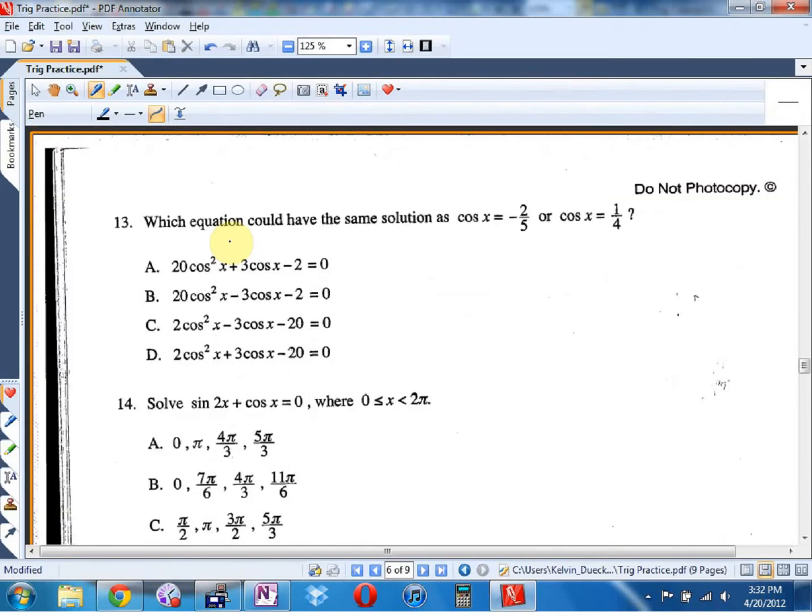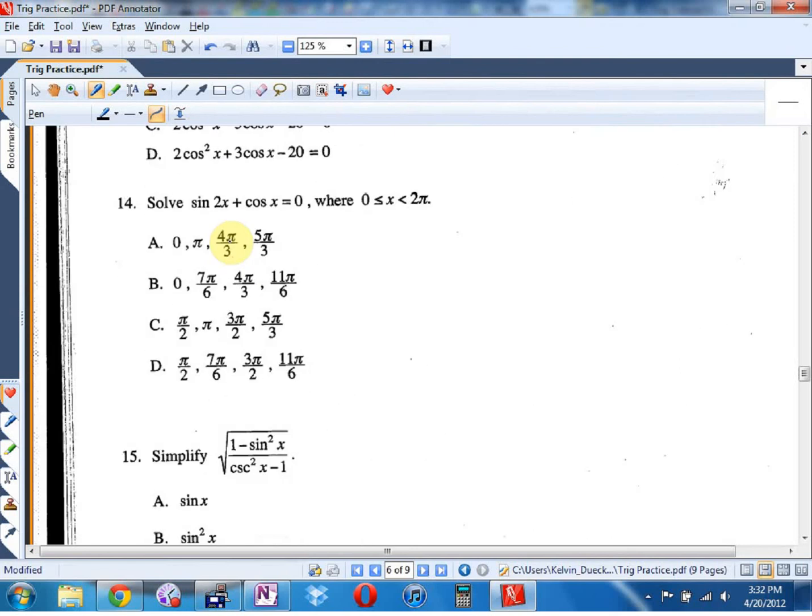Number 13 says, which equation could have the same solution as that or that? Nah, it's overkill. 14.